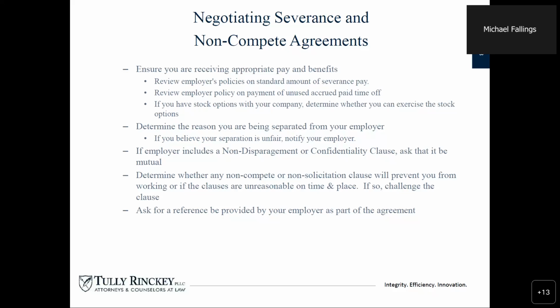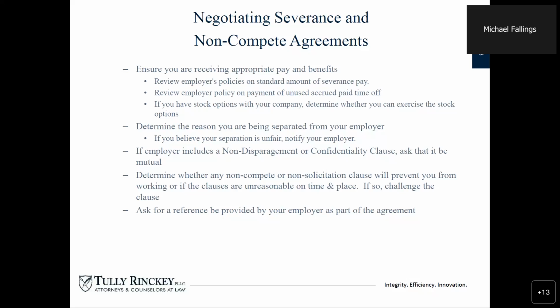The last tip on this slide, at least, for negotiating these types of agreements, is to ask that a reference be provided by your employer as part of the agreement. As you know, employees are being separated from employment. Despite the severance, employees are probably going to be looking for new jobs elsewhere, and you would likely want some sort of reference from your previous employer. Well, you could ask that it be included in the agreement, that the employer give you a specific reference.